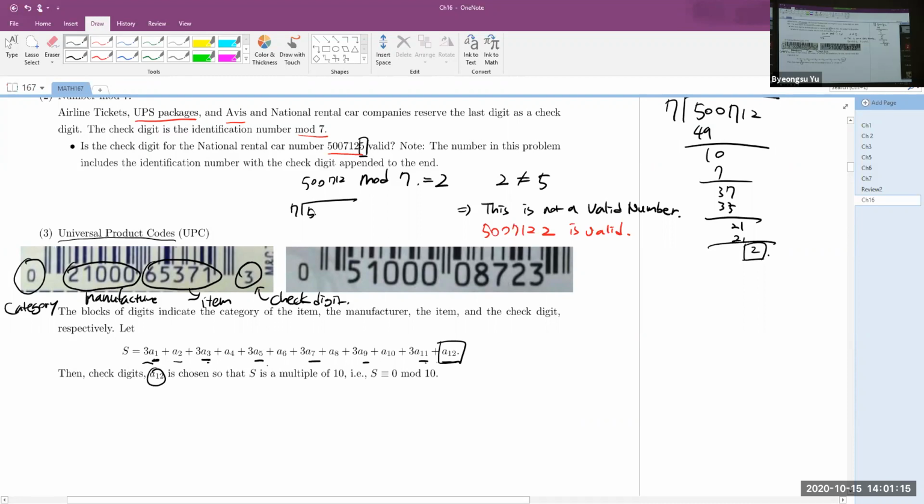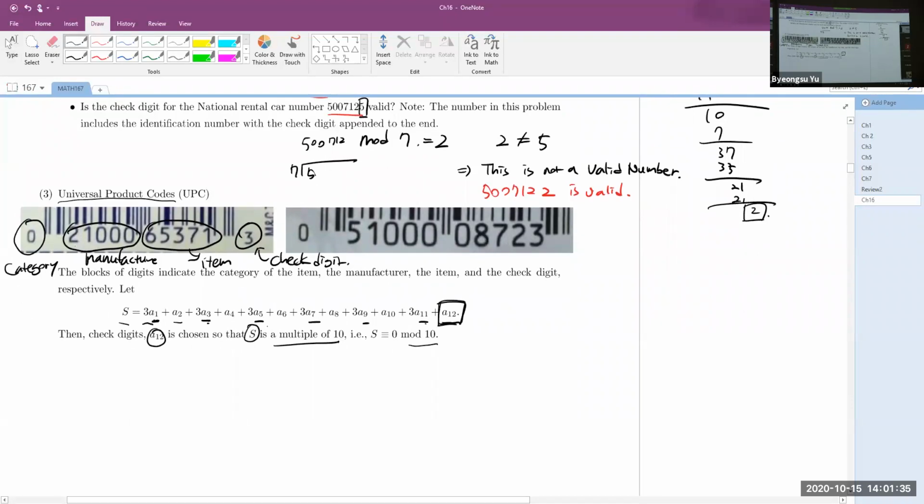So at this point, you also need to add the check digit, right? In the previous example, we didn't add a check digit, but in this example, in the universal product code, you also need to add a check digit on this number. Then A12 is just chosen so that S is a multiple of 10. So S is 0 mod 10, right?